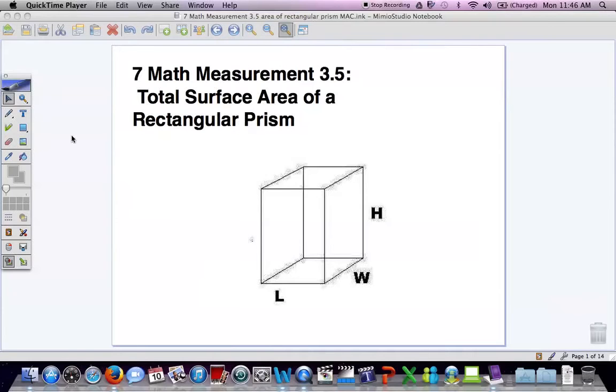Grade 7, this is 3.5. This is building on from two-dimensional shapes to three-dimensional shapes. We're looking at total surface area of rectangular prisms. And what that means is we're going to be calculating all the faces, and there's 6 of them, and then adding it up. Essentially, that's what we're doing today with this lesson.